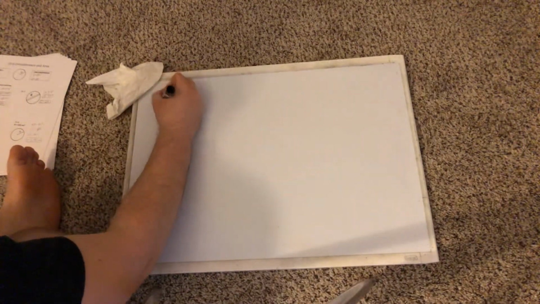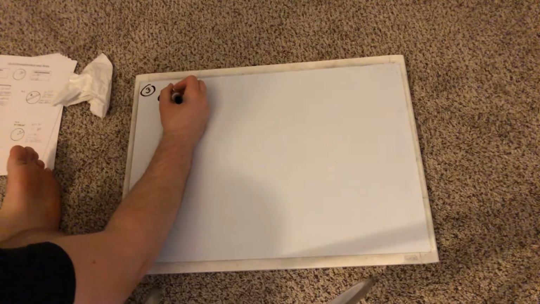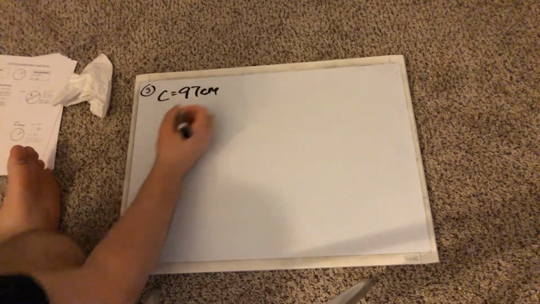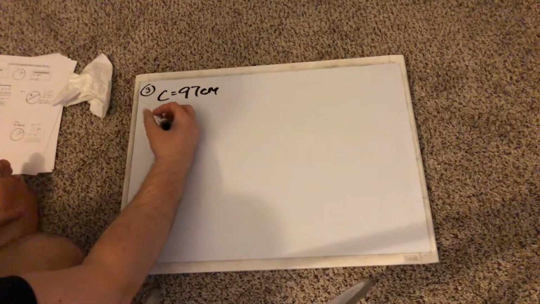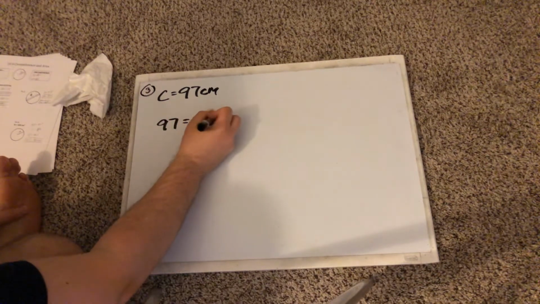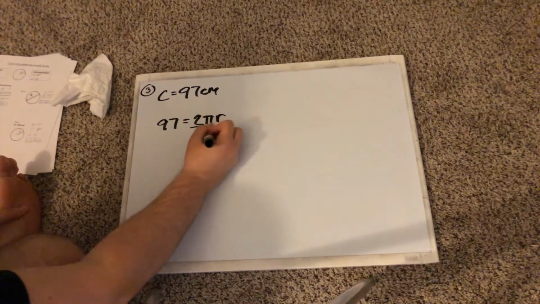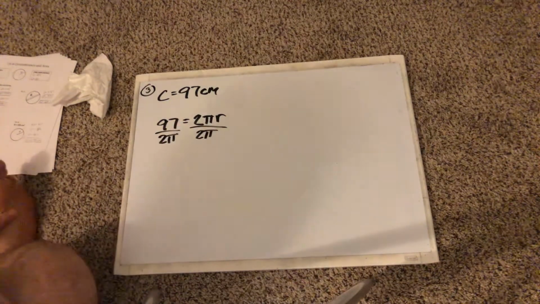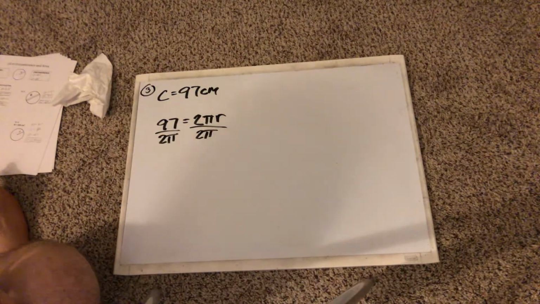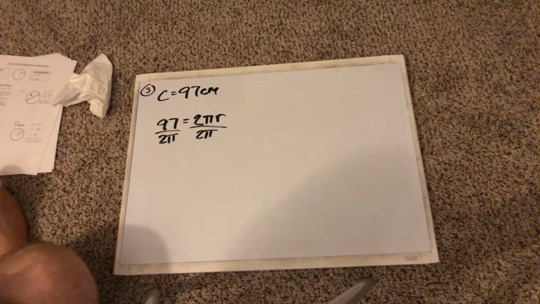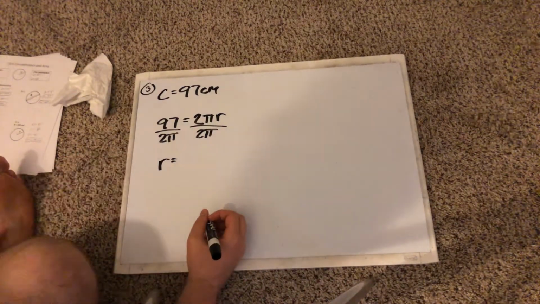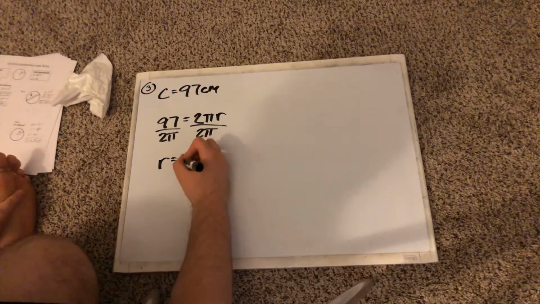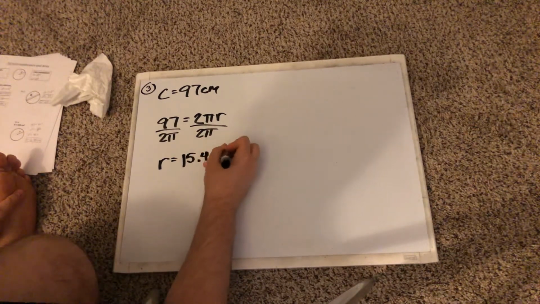For number 3, we have to actually find the radius, and it tells us that the circumference is 97 centimeters. If I set this up, circumference is 2 pi r, so 97 equals 2 pi r. I can divide both sides by 2 pi. You can put the 2 and then the pi button in your calculator. And this is okay to use 3.14, only for these types of problems. The other ones, no, in terms of pi. You get 15.4 and the unit is centimeters.